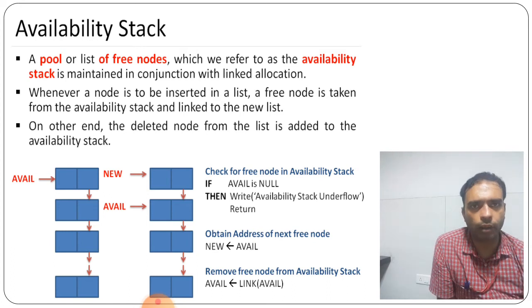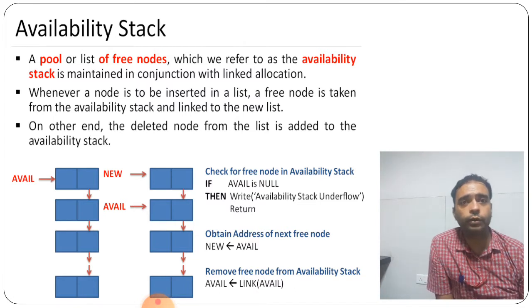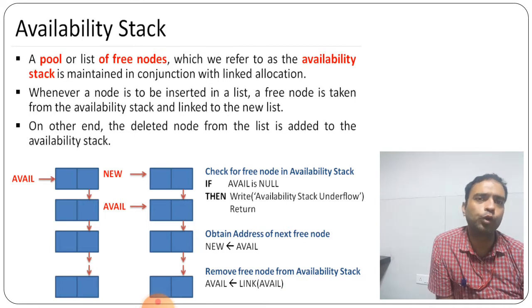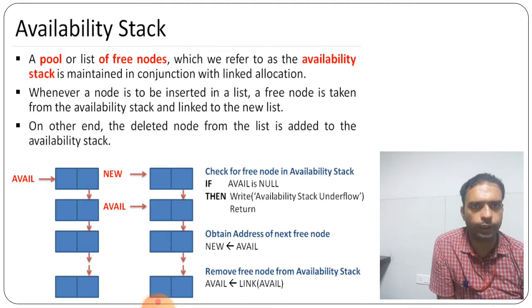Availability stack means the pool, the list of free nodes. Availability मतलब कि available कौन कौन से nodes हैं, वो availability stack के अंदर बता रहा है. That is maintained in conjunction with the linked allocation. Now here, when a node is to be inserted, the free node is taken from the availability stack and linked to the new list. On the other end, the deleted node from the list is added to the availability stack. तो जो भी डिलीट होता है वो पर्टिकुलर अवेलेबिलिटी स्टैक के अंदर चला जाता है, मतलब वो पार्ट अवेलेबल है ऐसा बताने के लिए. और फ्री नोड जो भी होगा वो भी अवेलेबिलिटी स्टैक में रहता है, ताकि बताने के लिए कि कौन सा पर्टिकुलर अवेलेबल है जिसके अंदर हम लोग नोड इंसर्ट कर सकते हैं.